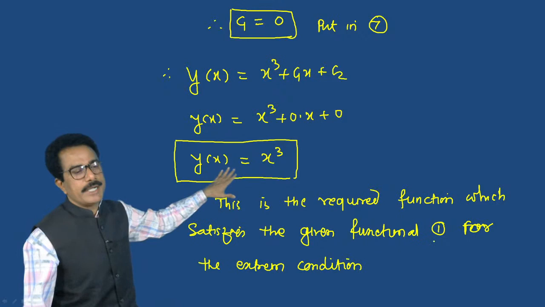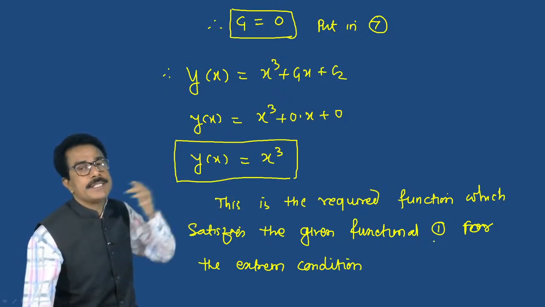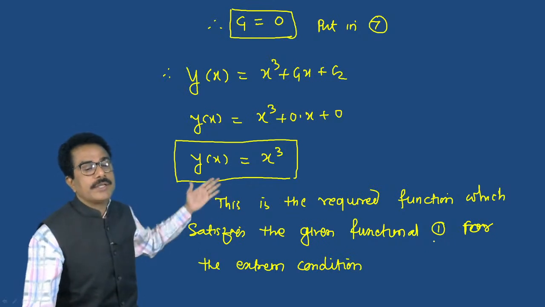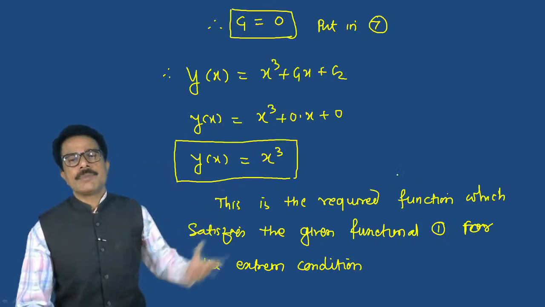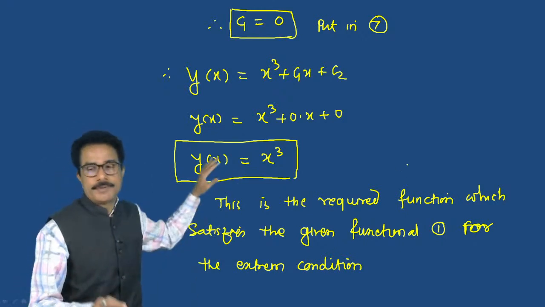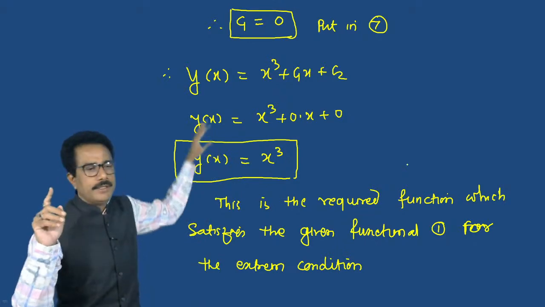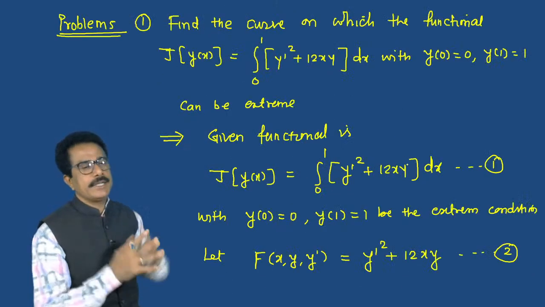So this is the required curve, y of x is equal to x square. This is the function which satisfies the given functional. Did you understand the problem and the answer? See, students, did you understand the process? Again I shall revise this problem.